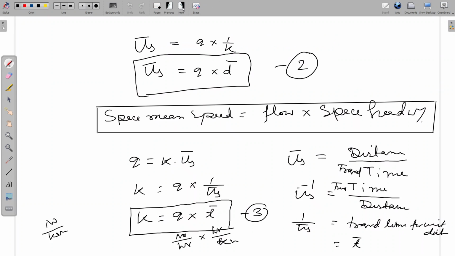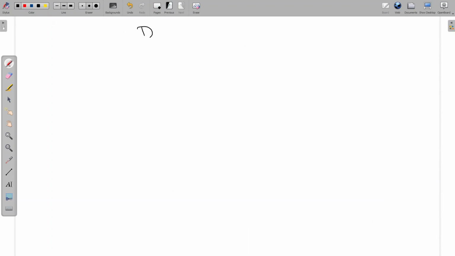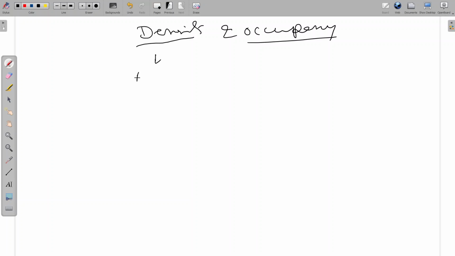Okay. So this much we already know, and these are the relationships. Now I am going to the main part, that is, we are interested to find out the density occupancy relationship. First of all, we need to know what is density and what is occupancy. Density, I already told you, is basically the number of vehicles over the length of the road.